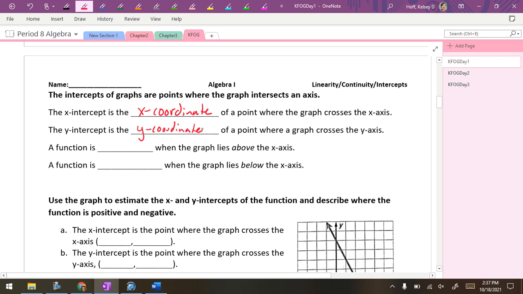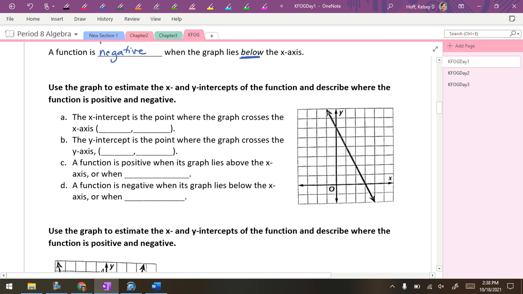Where the graph crosses the y-axis. Now a new piece. The function is positive when the graph lies above the x-axis because your y values are positive. A function is negative when the graph lies below the x-axis. Now your x-intercept is going to determine that, yes? At the x-intercept, it's going to either switch from positive to negative or negative to positive.